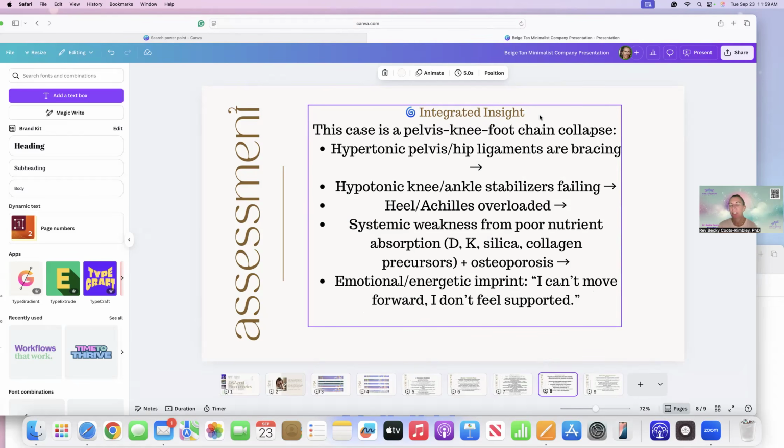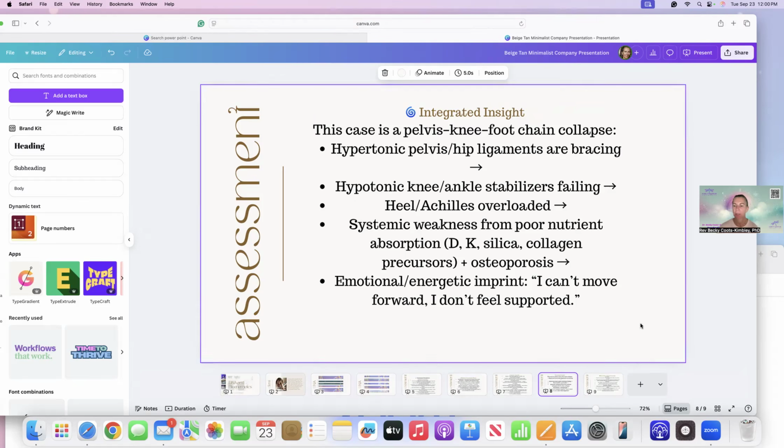The integrated insight. This case is a pelvis, knee, foot chain collapse. There is a hypertonic pelvis. Hip ligaments are bracing. This leads to a hypotonic knee, ankle, and the stabilizers are going to fail. The heel and Achilles is going to get overloaded. There's going to become systemic weakness from poor nutrient absorption. So it's going to affect the vitamin D and K, the silica, the collagen. You're going to start creating some osteoporosis and bone issues. There is also the emotional and bioenergetic imprint of I can't move forward, I don't feel supported.